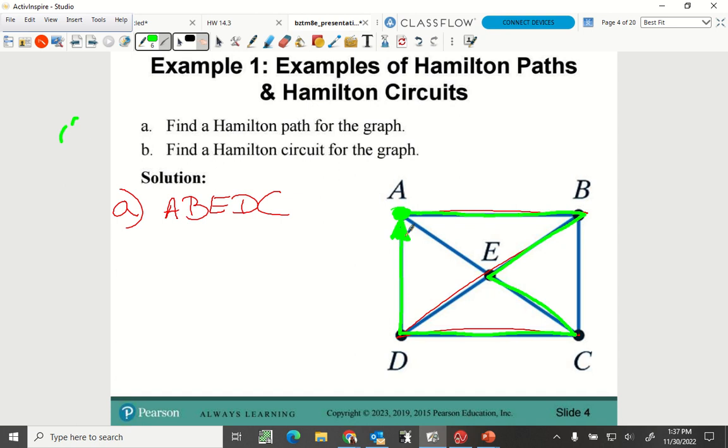Anyway, so I'm going to write down my answer now. There we go. Okay, so for part B, I went A, B, E, C, and D, and then back to A. So that's how you write your answer, describing your path, because you're giving it point for point.